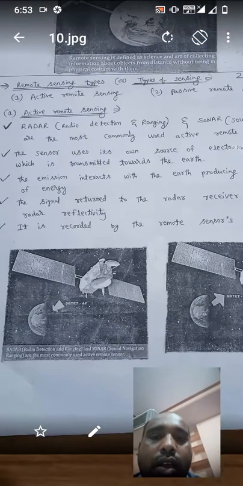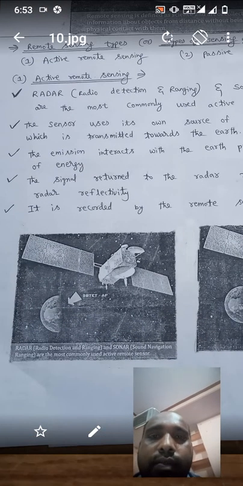So once again I will explain this in detail. So this is the radar.